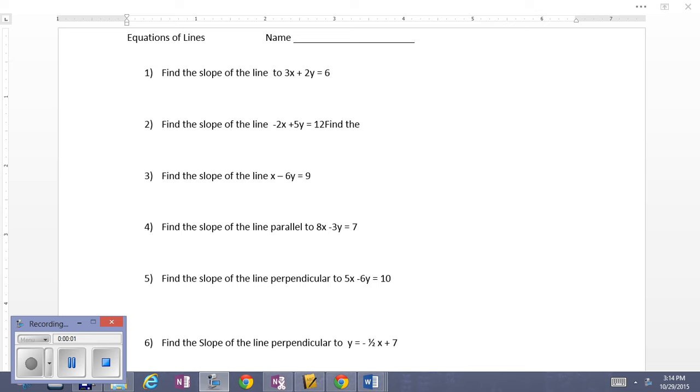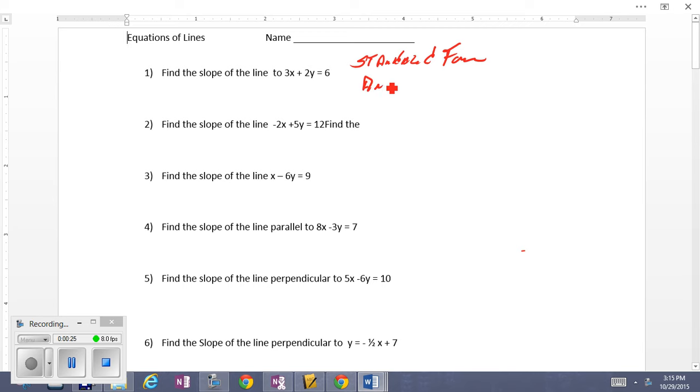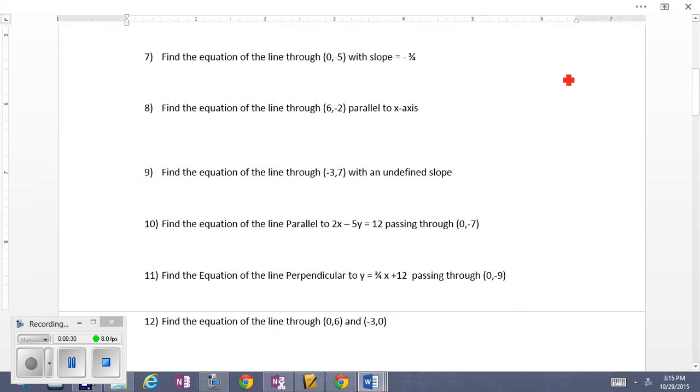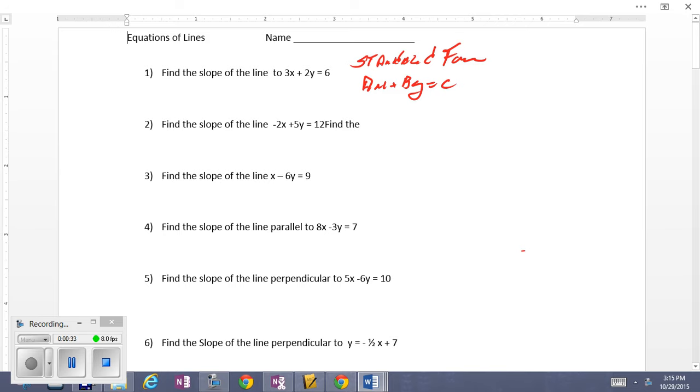Guys, we're going to run through some of these problems on your most recent worksheet, okay? If we're asking for the slope of a line in this form, this is the standard form. The standard form is ax plus by equals c. All right, now let's look at this particular example.